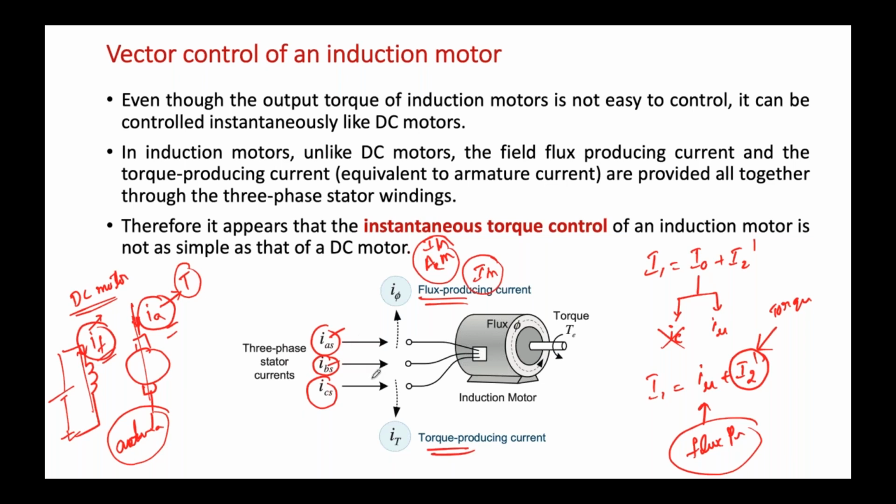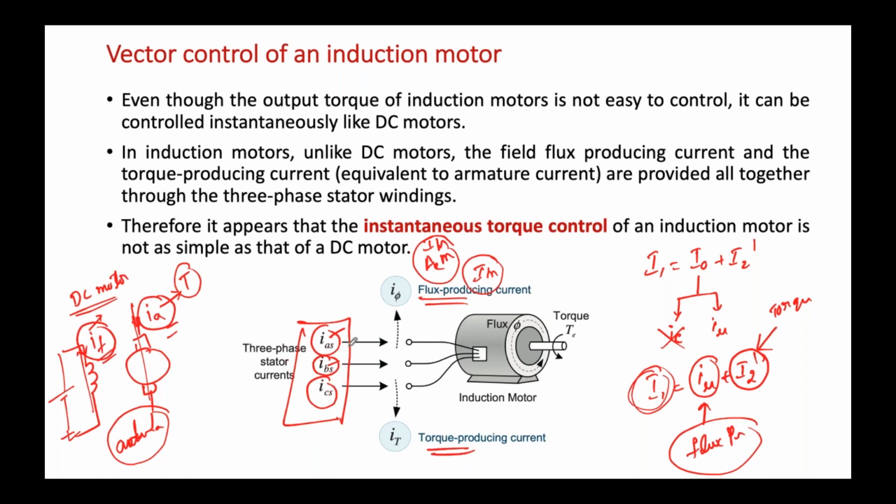If you want to control the magnetizing current, you need to take care of the input current. At the same time, if you want to control the torque, you need to take care of the overall input current. Right? By taking these three-phase currents, IAS, IBS, ICS, we cannot control the magnetizing current as well as the torque control component separately. That is the problem with AC drives.